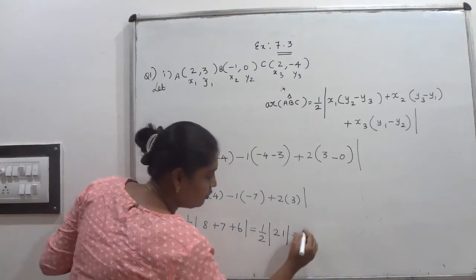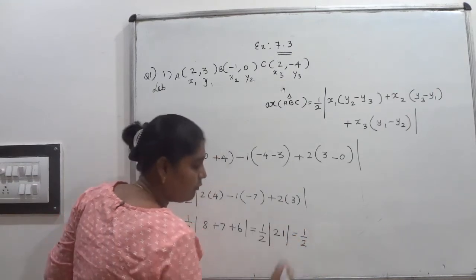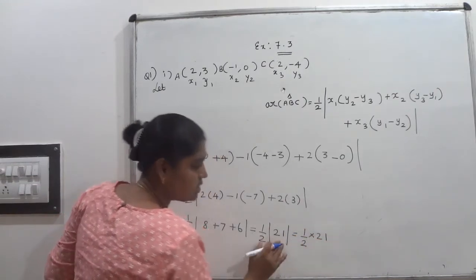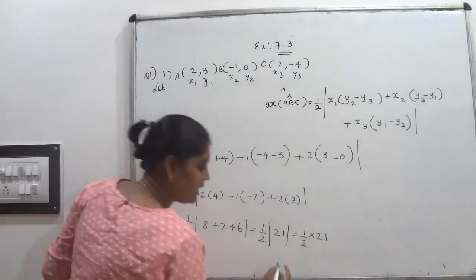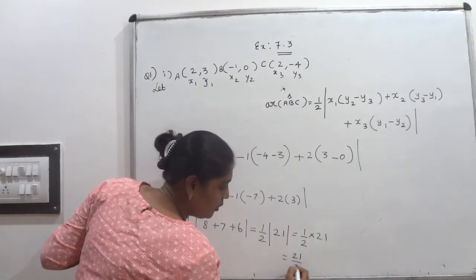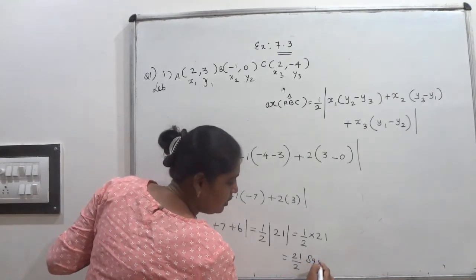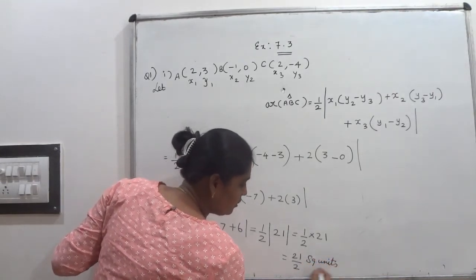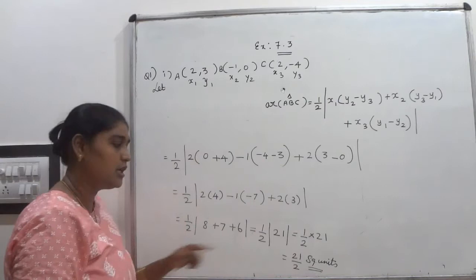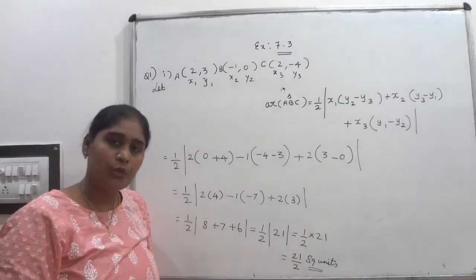So remove the modulus: half into 21, because this is what? Positive 21, so we can write it as it is. So 21 upon 2 square units. You should write square units because this is what? Area of the triangle. That's why I have written square units.